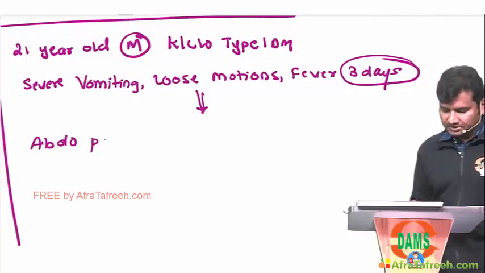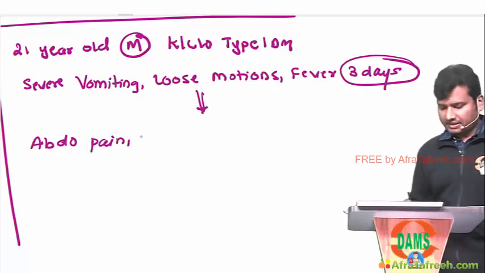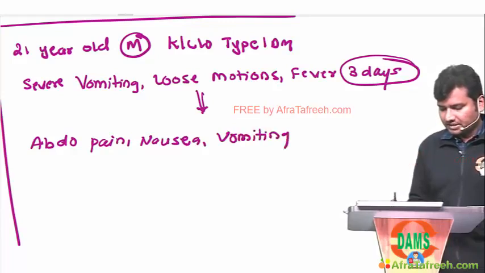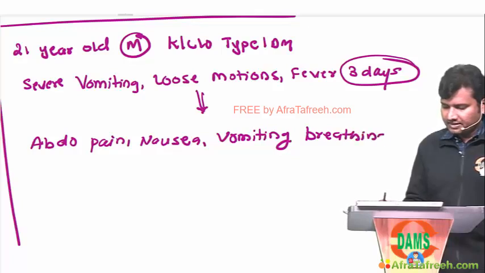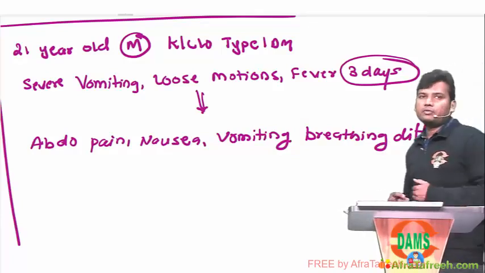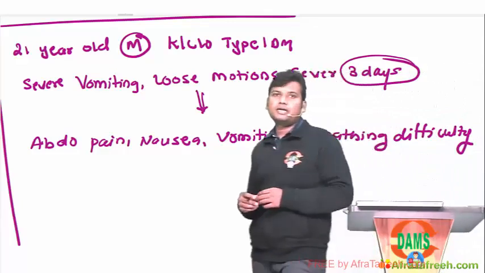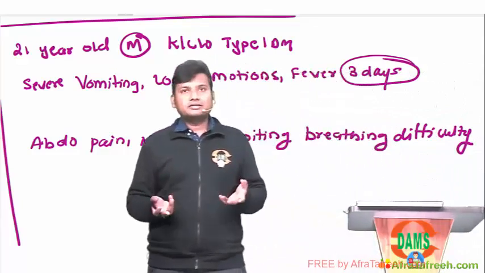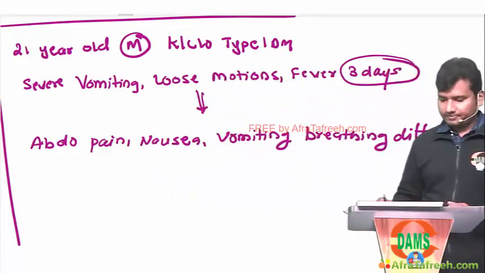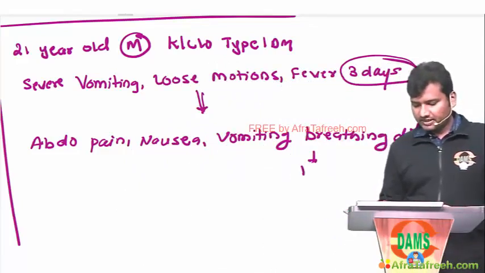The patient is having severe abdominal pain, nausea, vomiting is still there, then the patient had started breathing difficulty since morning. The patient is having abdominal pain, nausea, vomiting, breathing difficulty. That is Kussmaul's breathing. These features are since 1 day.